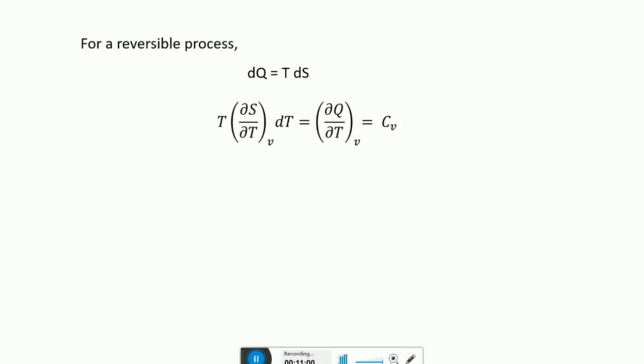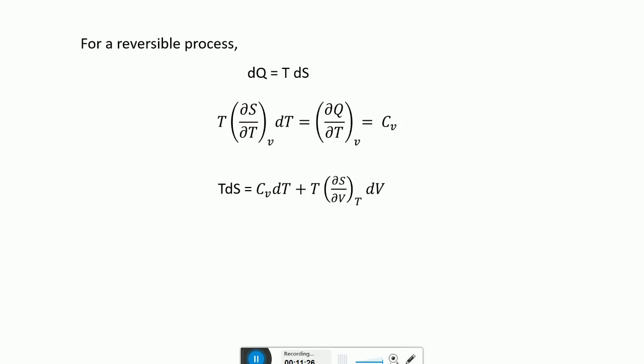According to the second law of thermodynamics, for a reversible process, dq is equal to TdS. Therefore, it follows that T into curly S by curly T at constant V is equal to curly Q by curly T, keeping V constant, which is equal to Cv, where Cv is the specific heat at constant volume. Therefore, we get TdS is equal to Cv dT plus T curly S by curly V, keeping T constant, dV. Means we can substitute the value of Cv in the equation.